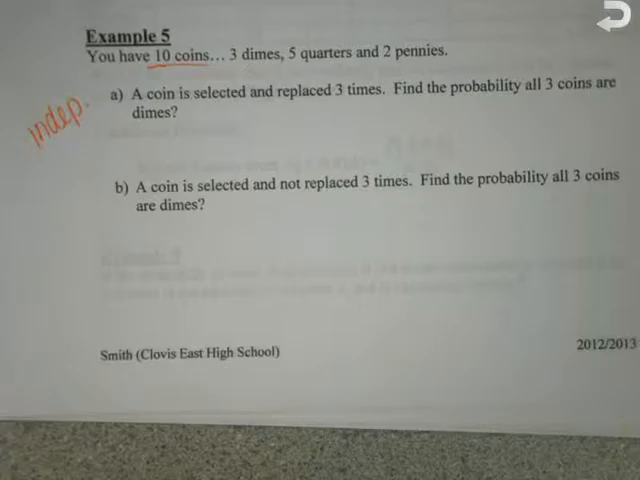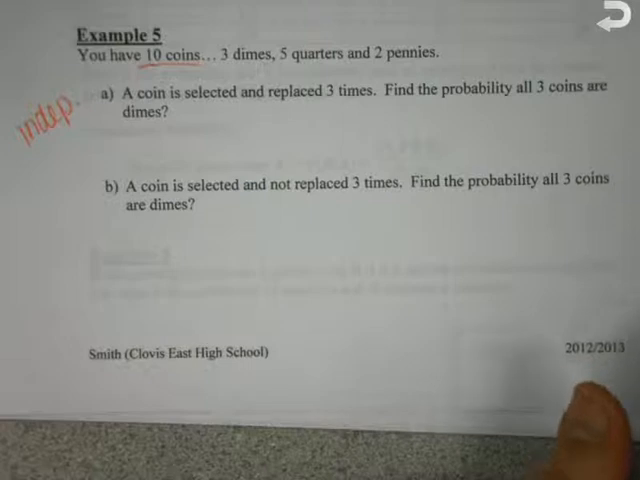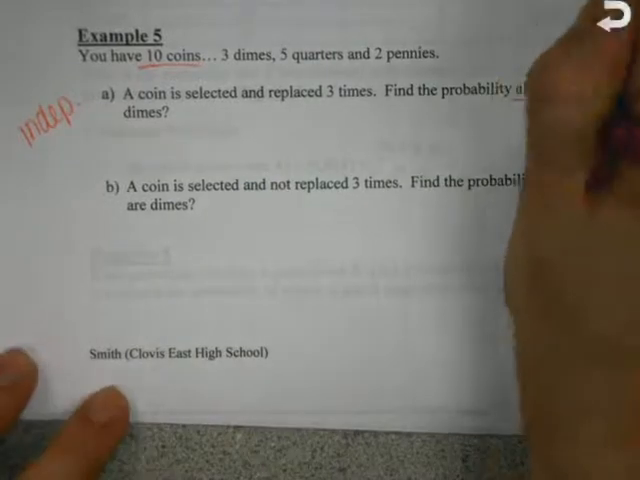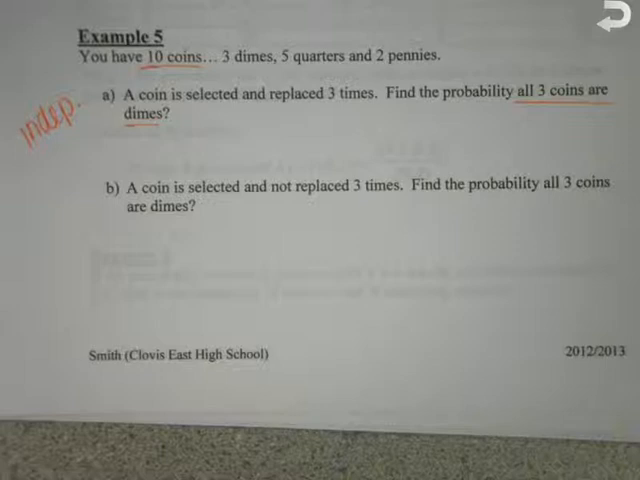Okay, so this is kind of like the CDs question. All 3 coins are dimes. So my first one is a dime, and my second one is a dime, and my third one is a dime. Are those and statements or or statements? And. So what am I going to be doing? Multiplying.